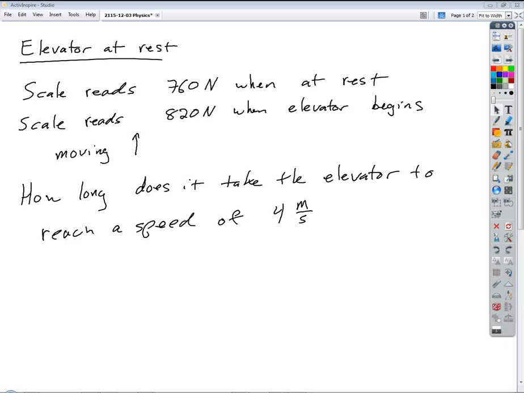Okay, so what do we know here? We're trying to figure out how long it takes the elevator to reach a speed of 4 meters per second. Well, that sounds like kinematic stuff. So ultimately, we've got to turn this into some kind of a kinematics problem, right? So what is all this nonsense at the start about forces? How's that going to help us turn this into a kinematics problem?